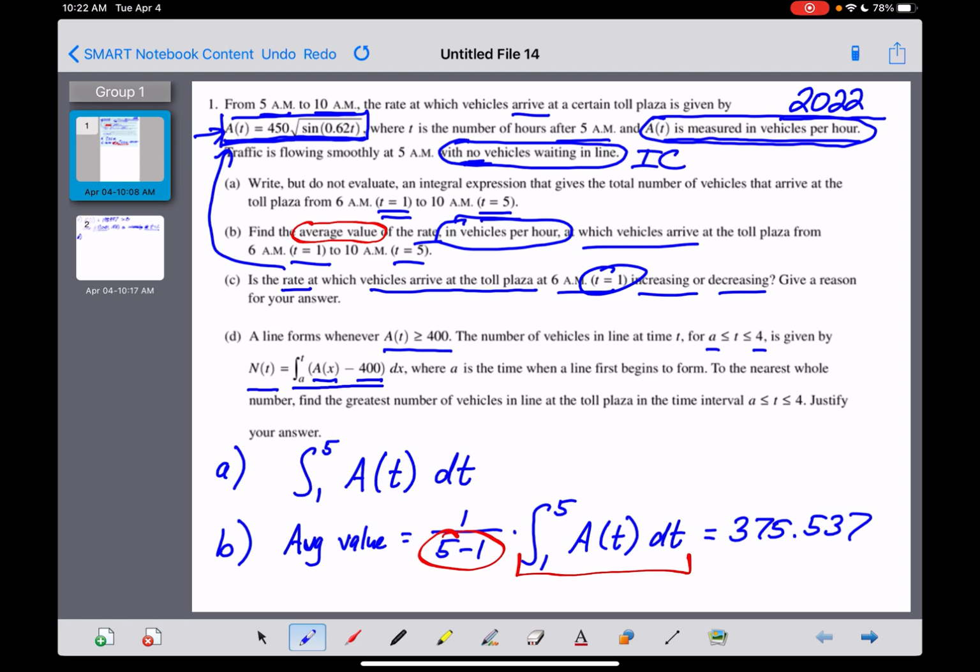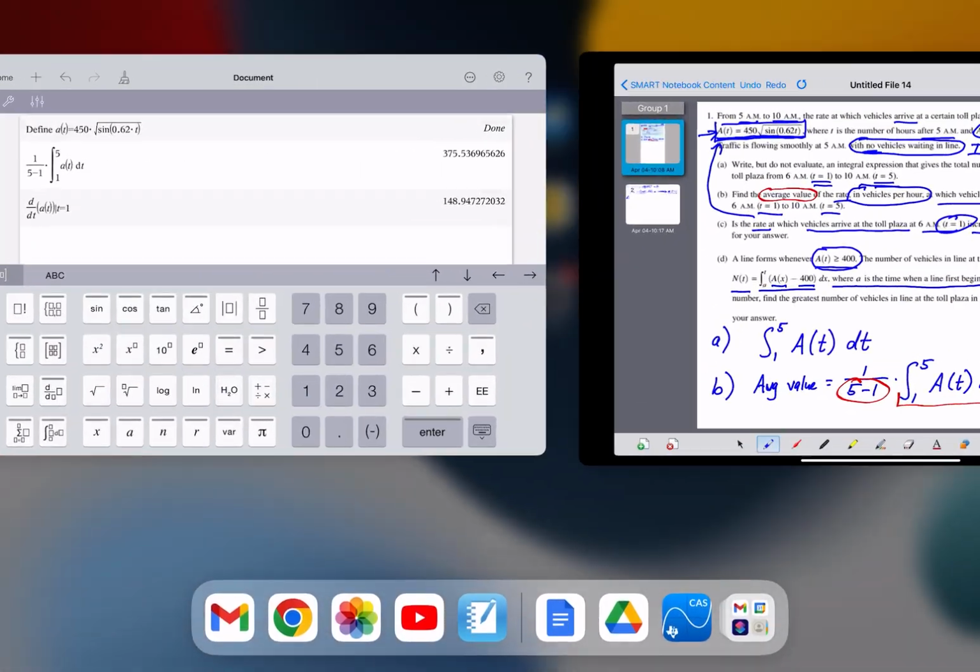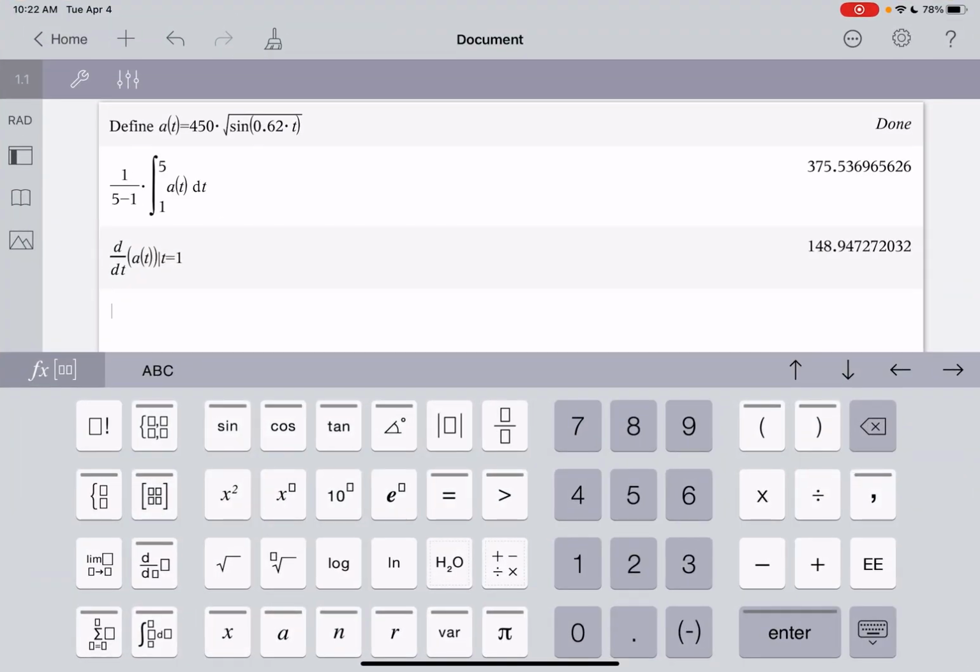And this is the part that I didn't pay enough attention to the first time I looked at this problem, where A is the time when the line first begins to form. So the line forms any time that A of t is greater than 400. We're going to use our calculator to try to figure out when that is. So here's what we're going to do here, guys. I initially had tried to solve this equation on the calculator, but because it's trigonometric, we got some goofy n1s and n2s in our solutions right there, and it was basically saying, hey, there's an infinite number.